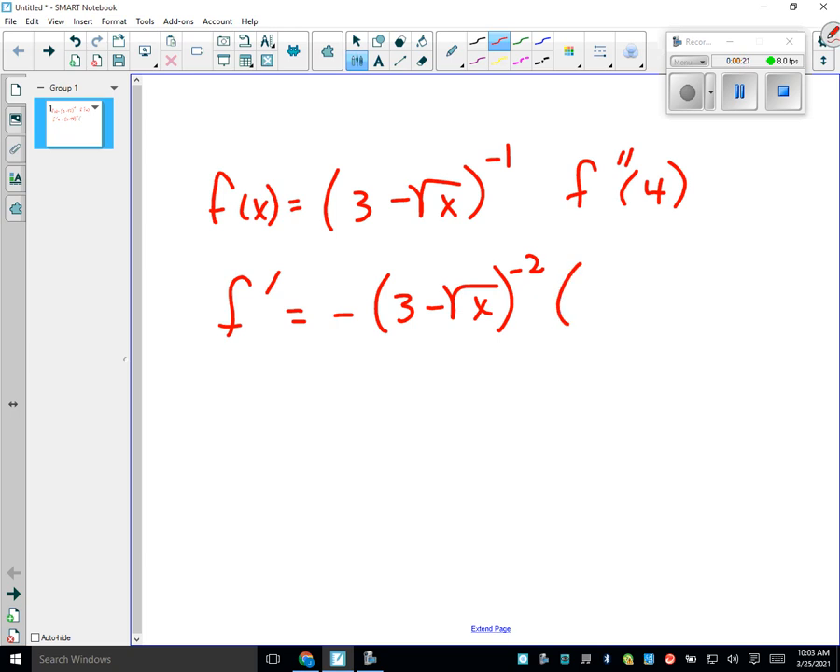Negative 1/2 x to the negative 1/2? Amen. Okay, everybody okay with that? This is where I messed up and I fixed it. Okay, the next one, just find the second derivative.